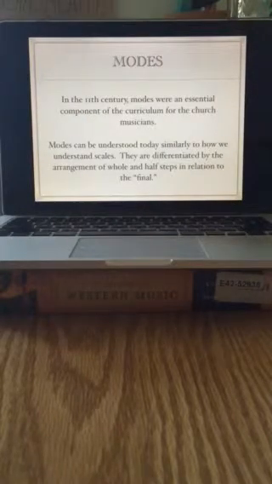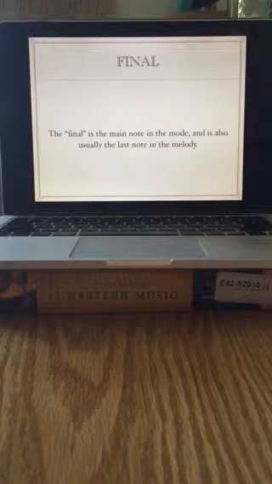In the 11th century, modes were an essential component to the curriculum for the church musicians. Modes can be understood today similarly to how we understand scales. They are differentiated by the arrangement of whole and half steps in relation to the final. The final is the main note in the mode and is also usually the last note in its melody.